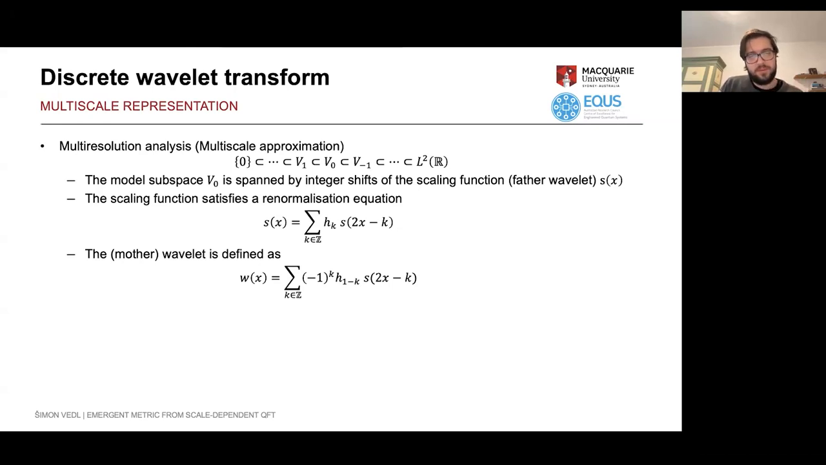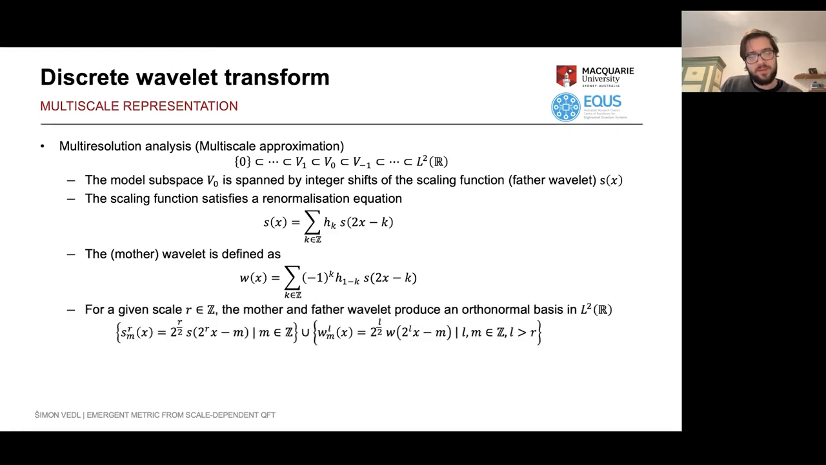With these two, you can pick a scale, and once you fix this scale, you can produce an orthonormal basis of your square integrable functions. The scaling function provides you with the degrees of freedom at that coarsest scale R, and the wavelet functions provide you with a refinement, finer details in your signal.